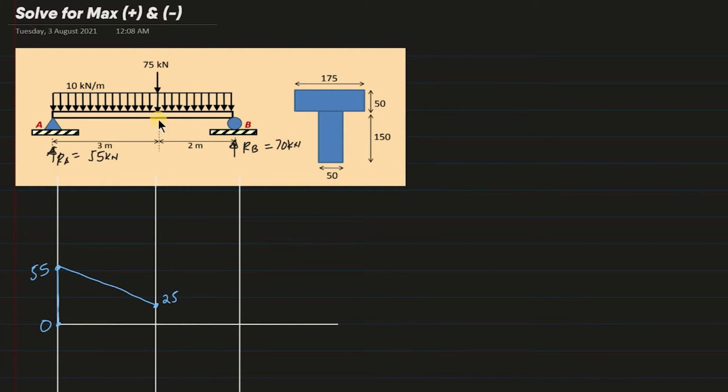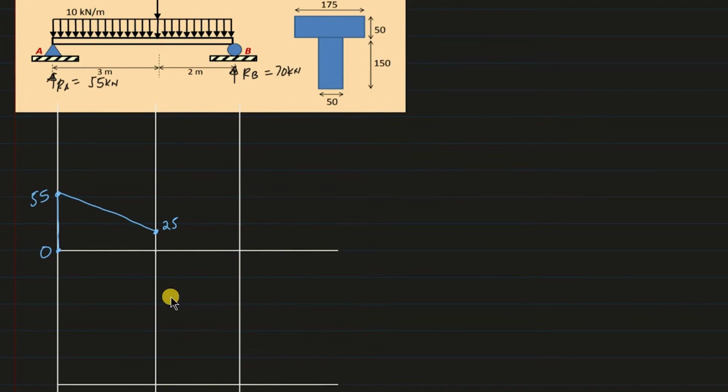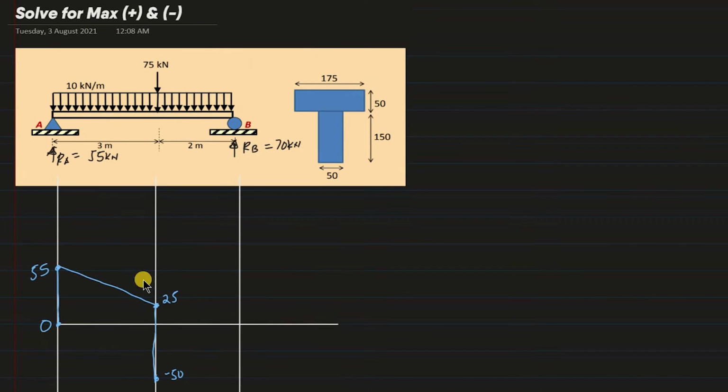So, straight lang yan. And then here, at this point, meron tayong 75-point load, pababa. So, 25 minus 75 would be equal to negative 50. So, bababa tayo at negative 50. And we connect that. And then next, along this length, mga bisno, meron ulit tayong distributed load.